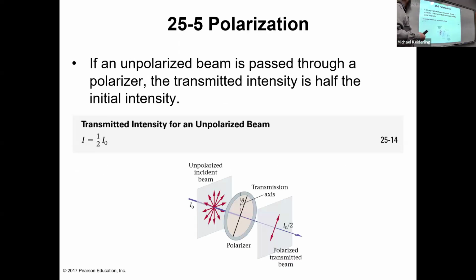So if an unpolarized beam is passed through a polarizer, the intensity will just be half the initial intensity, because it's randomly distributed, it lets through the vertical, it kills the horizontal.